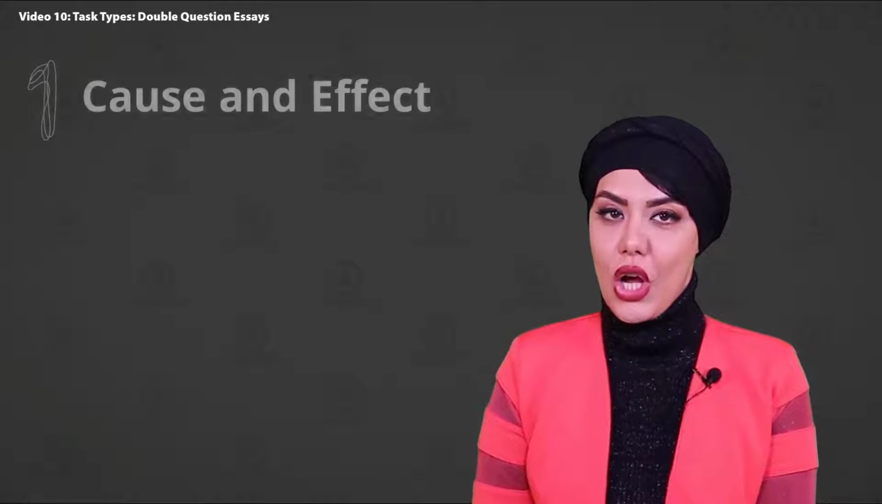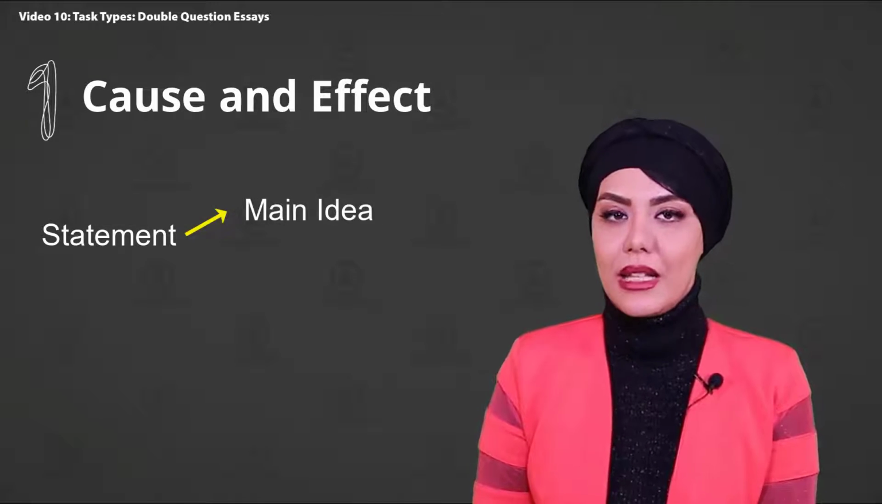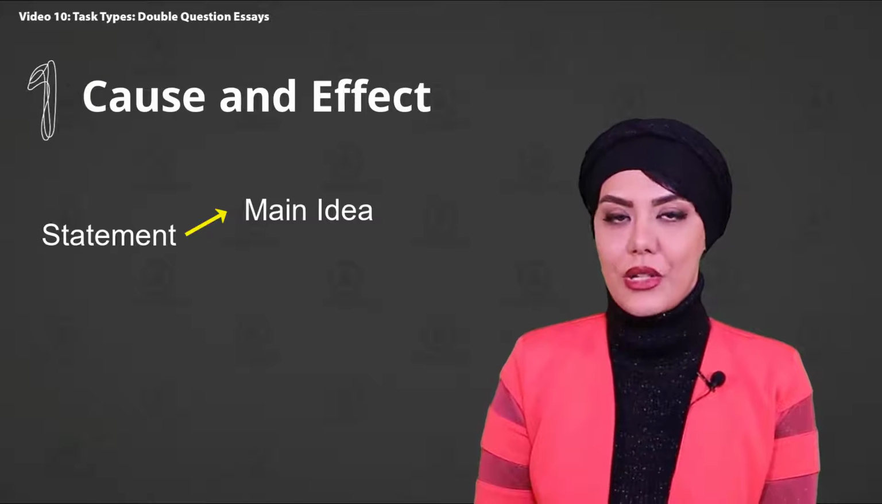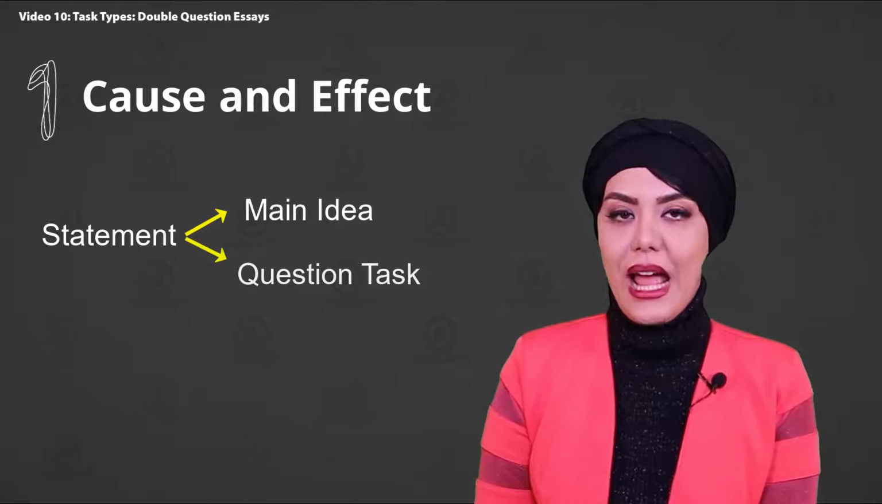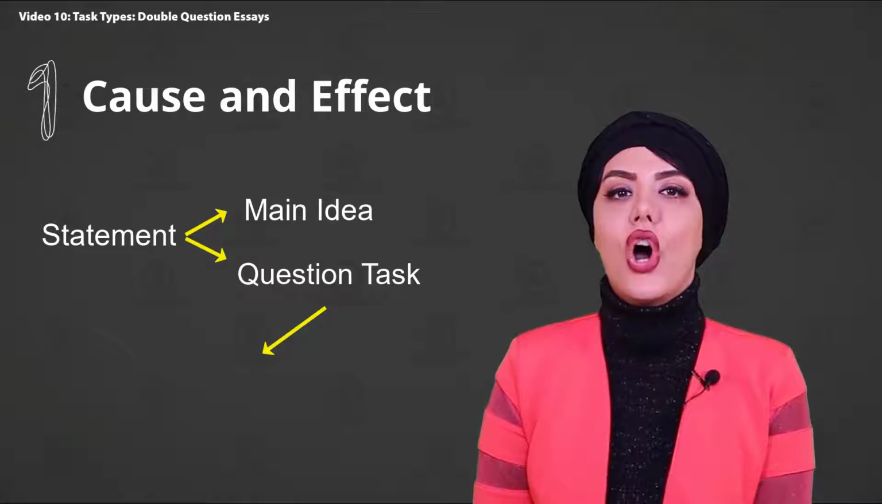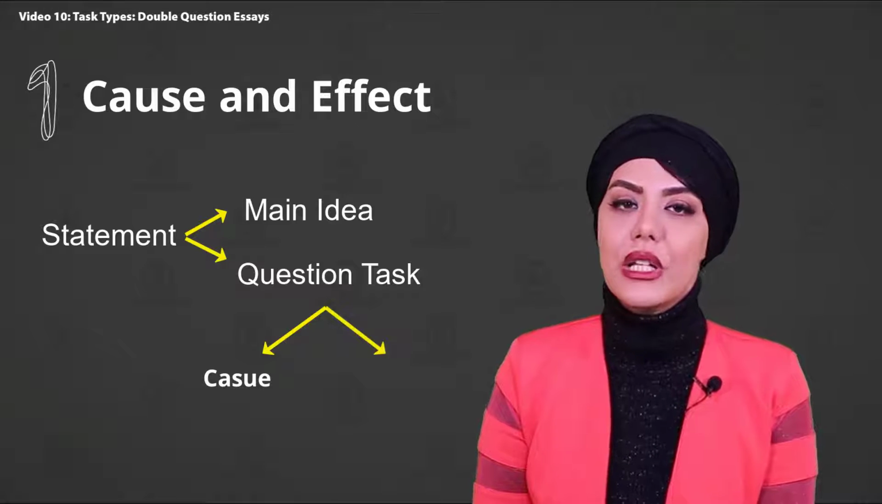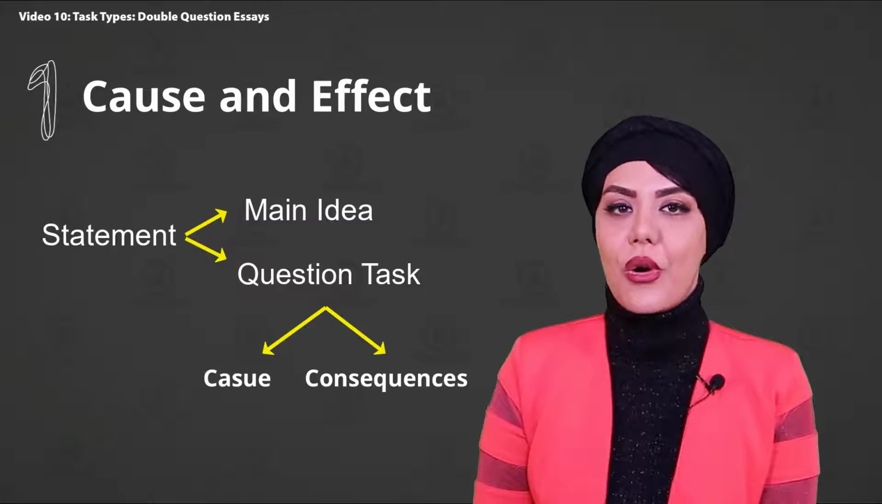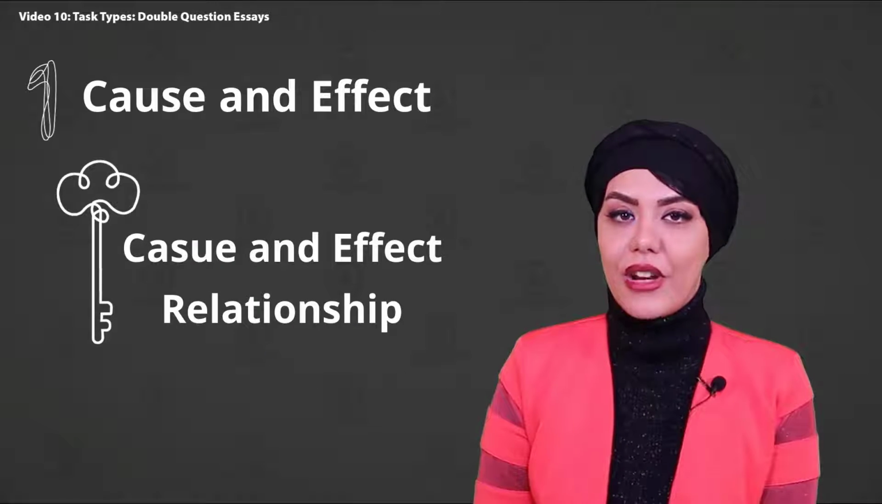The first type of double question essay is called cause and effect. The statement section includes one main idea, one fact, one situation, or any other information. Then the first question asks the candidates to talk about the cause of the situation and then explain possible consequences. To get a higher score, it's really important to correctly identify the cause and effect relationship.